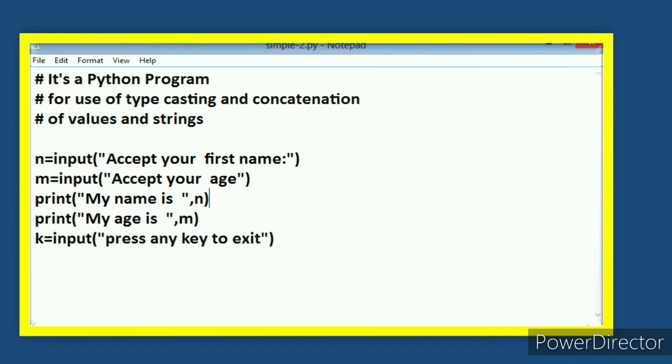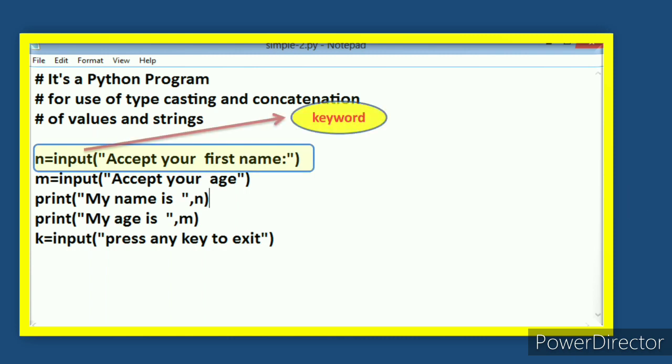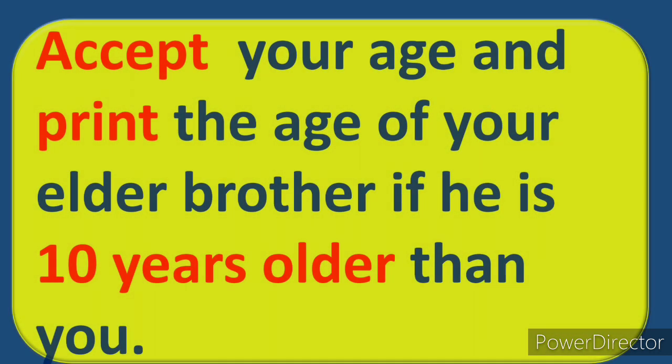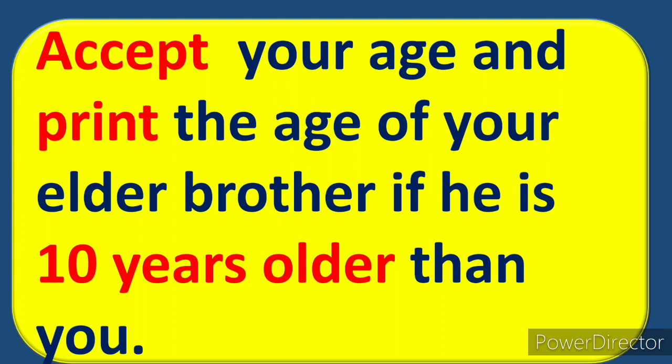So whenever you want formatted input or formatted output with a prompt, you can follow the same approach. The input keyword comes with the prompt part, and during the print output, initially it is the prompt and then the variable part. Now let's come to another small program that can enhance your understanding.